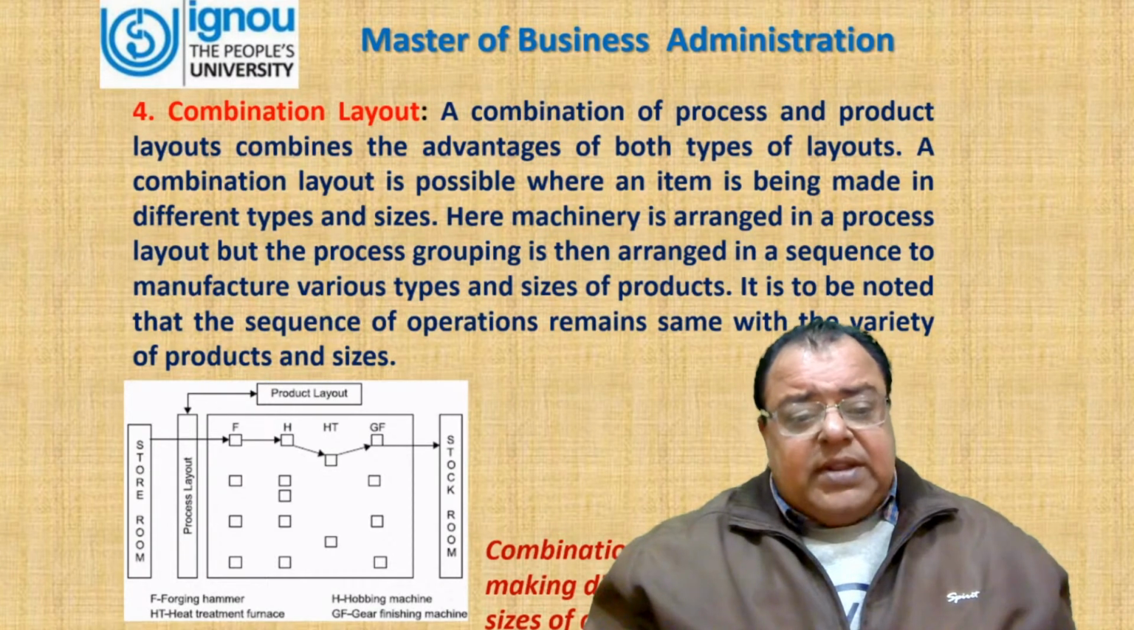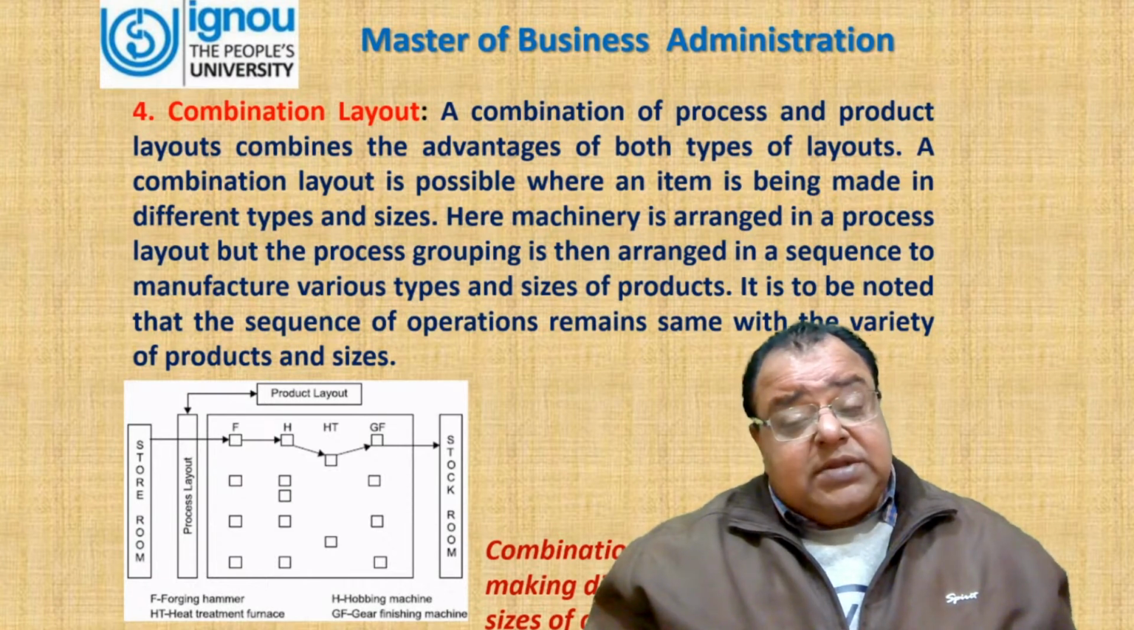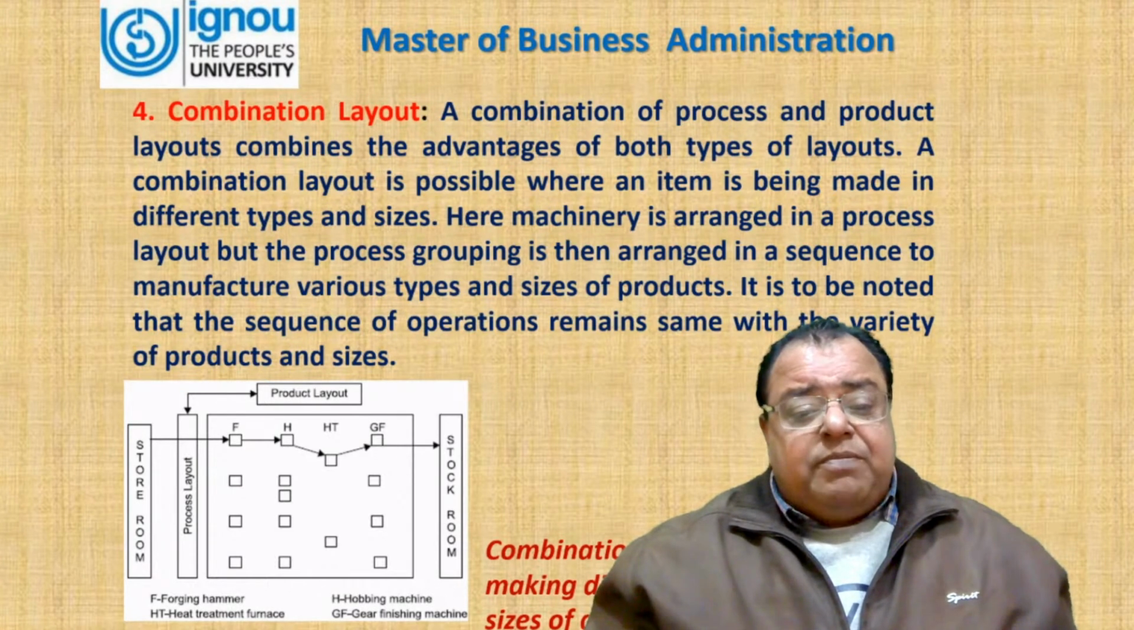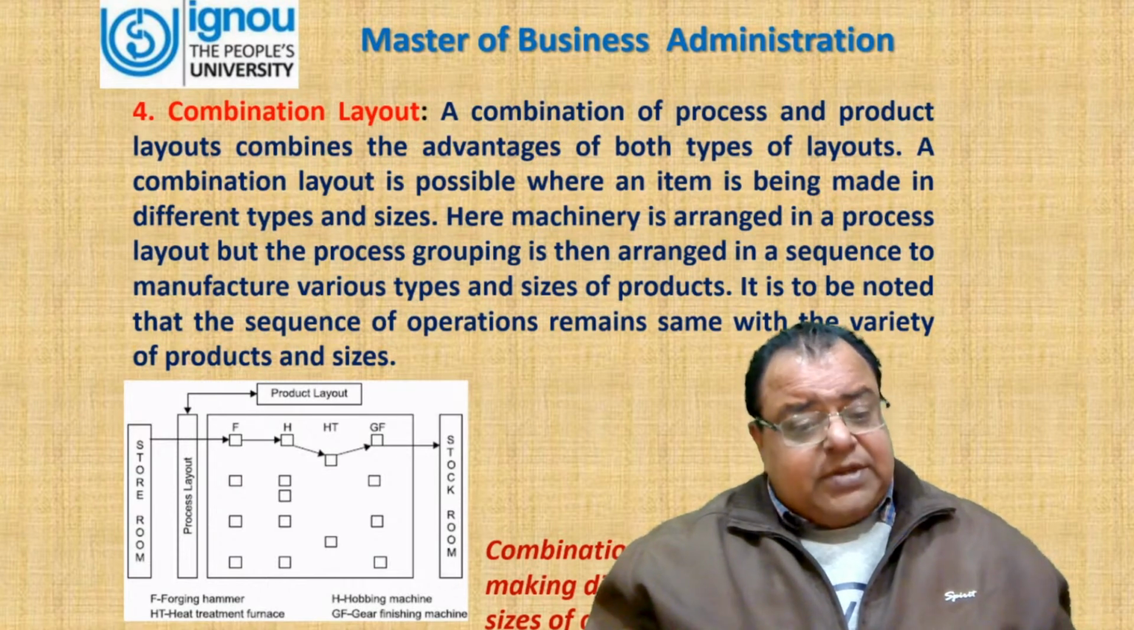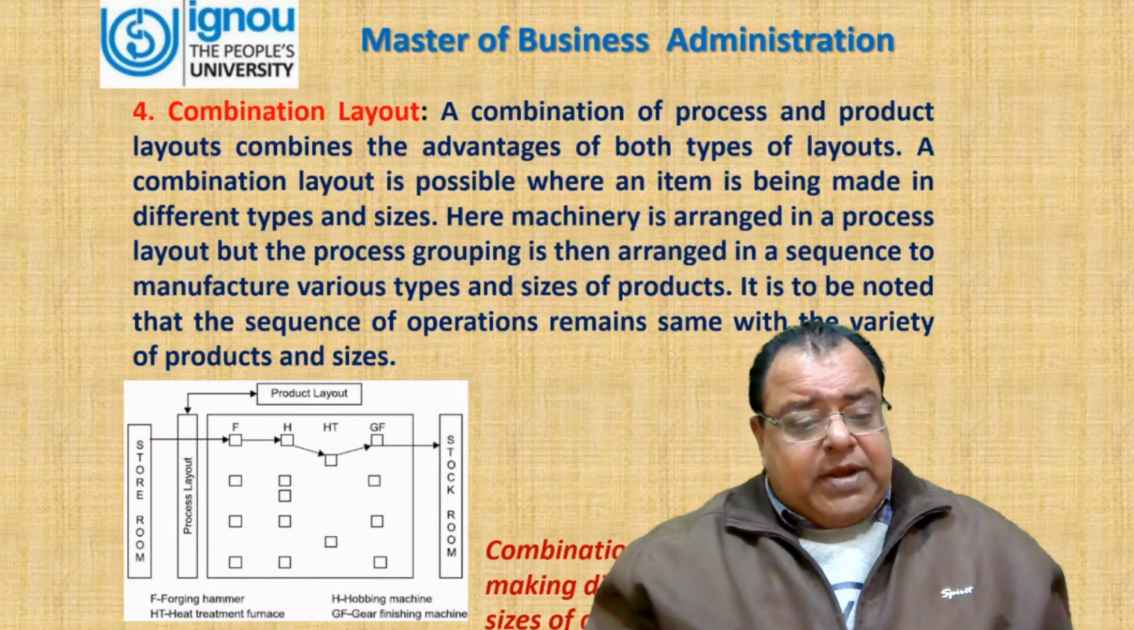It is to be noted that the sequence of operations remains the same with the variety of products and sizes. Combination layout for making different types and sizes of gears. This is basically an example which is being depicted over here.